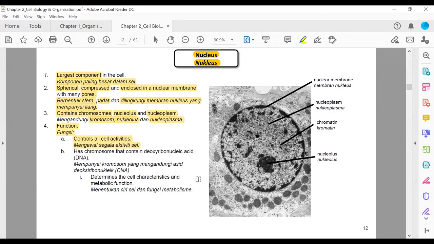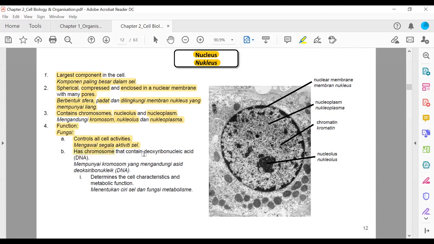It is the CPU of the cell, the brain of the cell. So dia mengawal segala jenis aktiviti yang berlaku di dalam sel. Sebab tu seorang pernah tanya, kalau nukleus rosak, what happen? Can the cell grow? Jawapannya tak boleh. If the nucleus is destroyed, if the nucleus doesn't function, the cell cannot grow. The cell will die. Because the nucleus is the brain of the cell, otak cell.